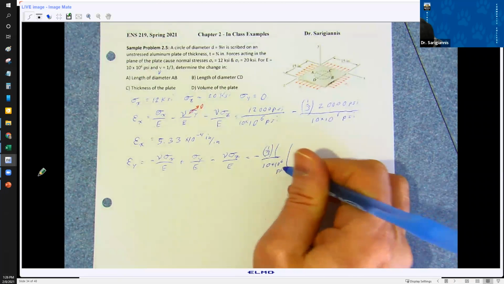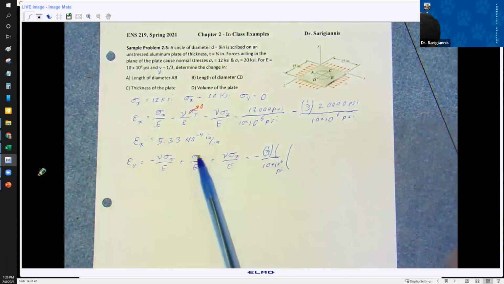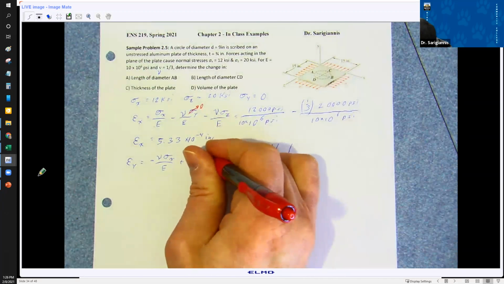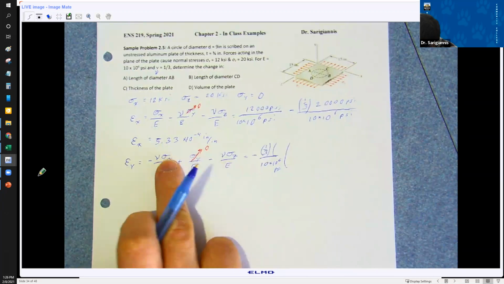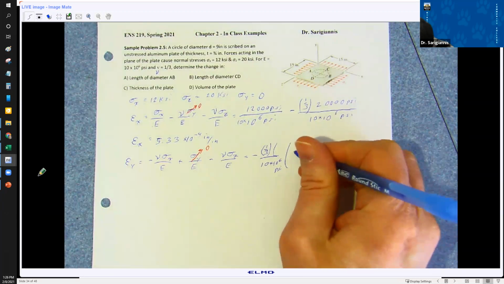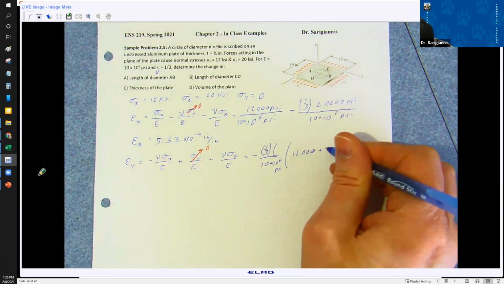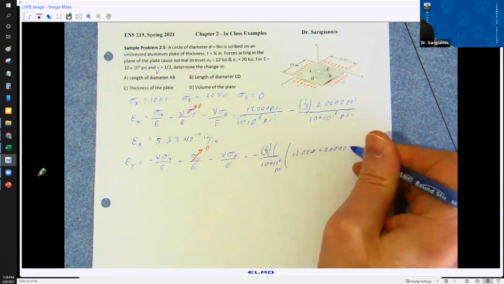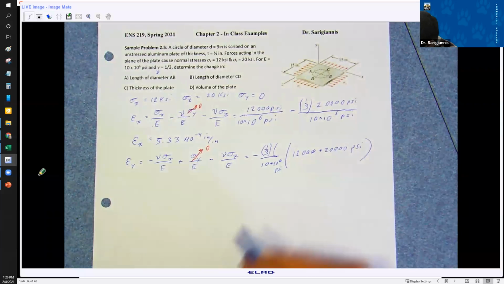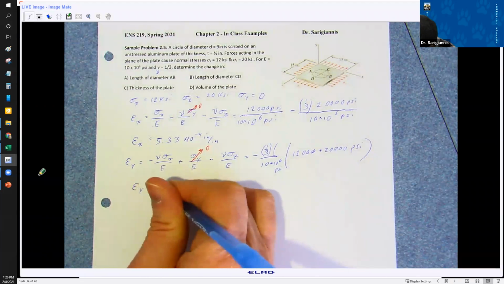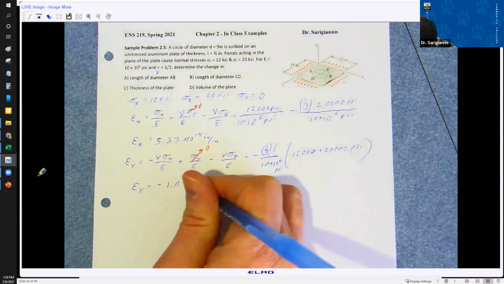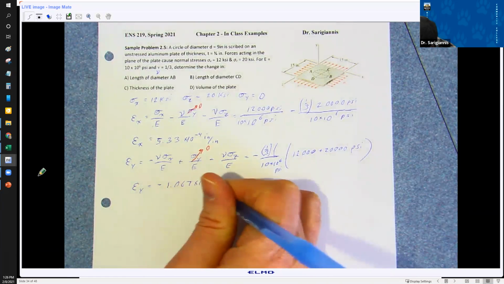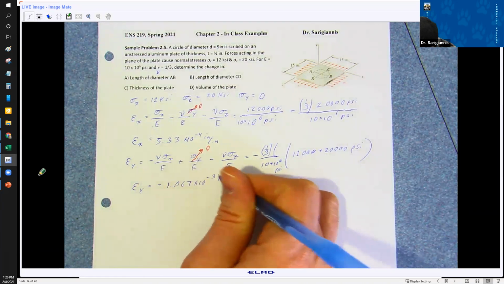I'm just going to pull this out. And here, this is 0. If I pull out the negative, I get sigma X plus sigma Z. So I've got 12,000 plus 20,000 psi. So this is a negative value, negative 1.067 times 10 to the minus third inch per inch.